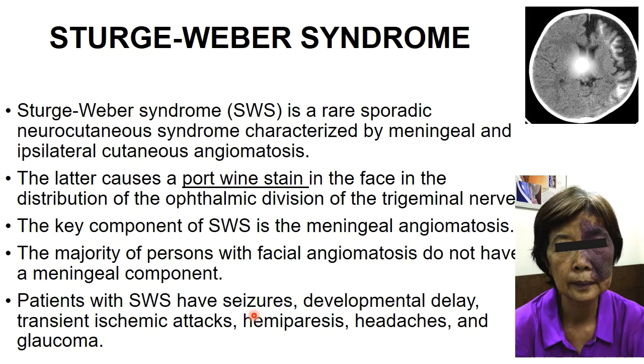The CT scan characteristically shows a cerebral atrophy and a variable degree of calcification. So here you see the cerebral atrophy when you compare it with the other side, and there is calcification as well.